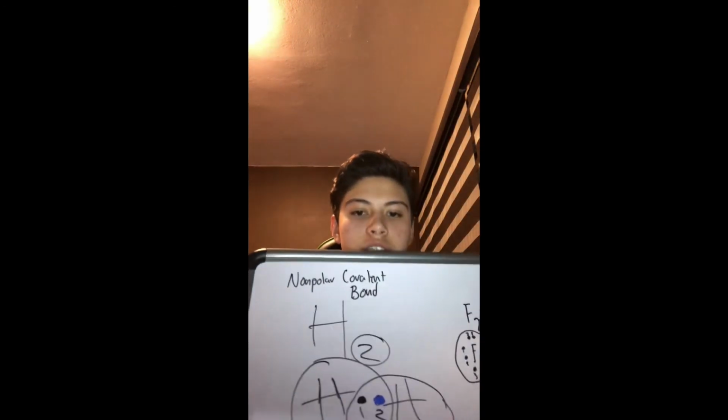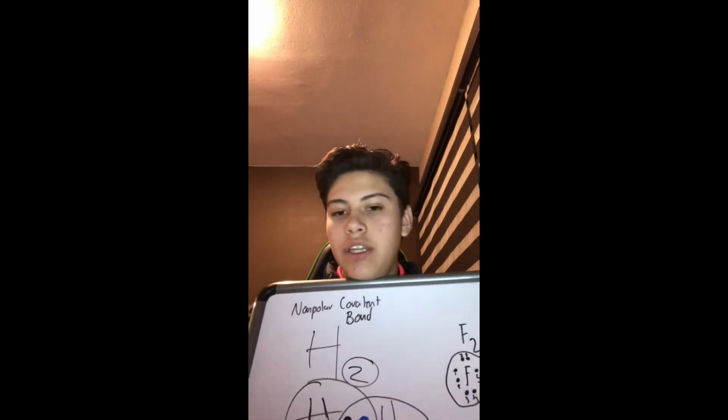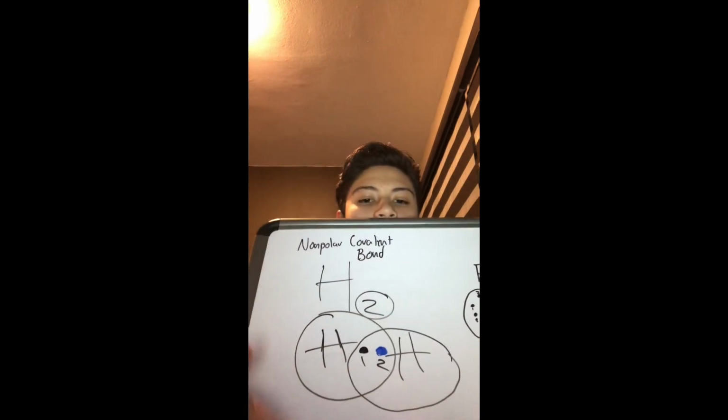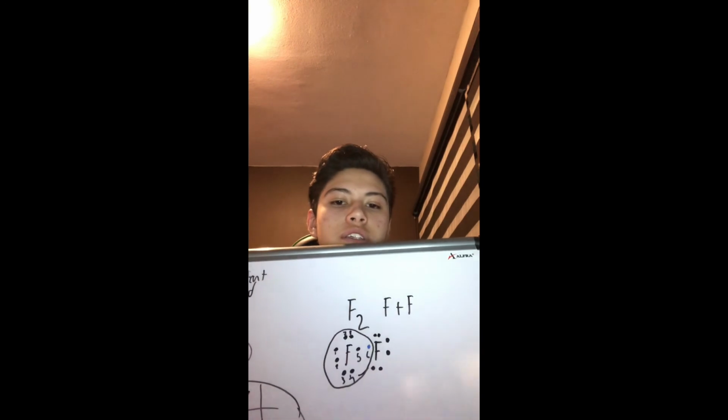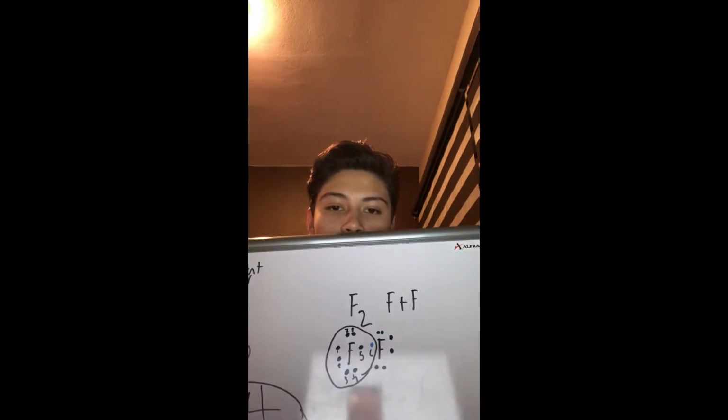Also, I forgot to tell you that the exercises you saw were from a non-polar covalent bond. Why? Because these are the same atoms sharing their valence electrons. As we can see, it is 2 hydrogens sharing their electrons right there, and 2 fluorines sharing their electrons right there. And that's why they are non-polar covalent bonds.